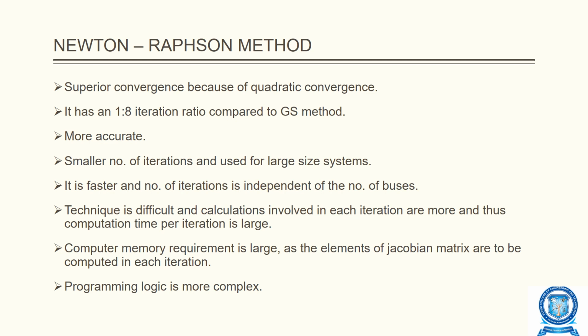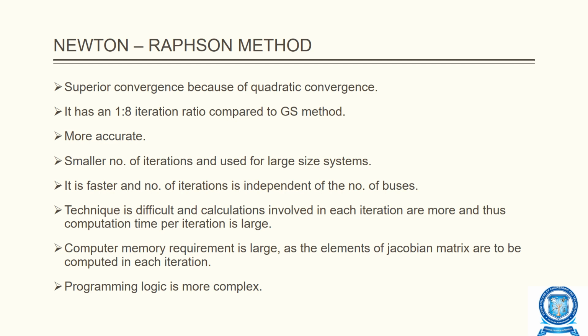In the previous case, in Gauss-Seidel method, the number of iterations purely depends upon the number of buses. But in Newton-Raphson, it is independent. It doesn't depend upon the number of buses. Whatever the number of buses available, the convergence is a little bit faster. And one more thing: in Gauss-Seidel method we go for an acceleration factor in order to get the convergence, but here we don't go for such factors.